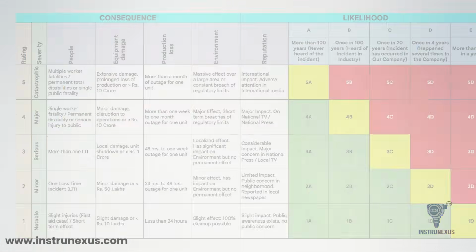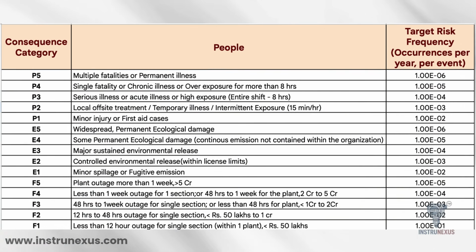Once we rank a hazard on the risk matrix, say a major consequence occurring occasionally, we land in a high-risk zone like 4C. This ranking directly correlates to a target risk frequency. For a Category 4 event involving a potential fatality, our target might be 1 in 100,000 years, or 10 to the minus 5. This target frequency is the mathematical goal. It defines the gap between our current risk and where we need to be, telling us exactly how reliable our safety systems must be to close that gap.